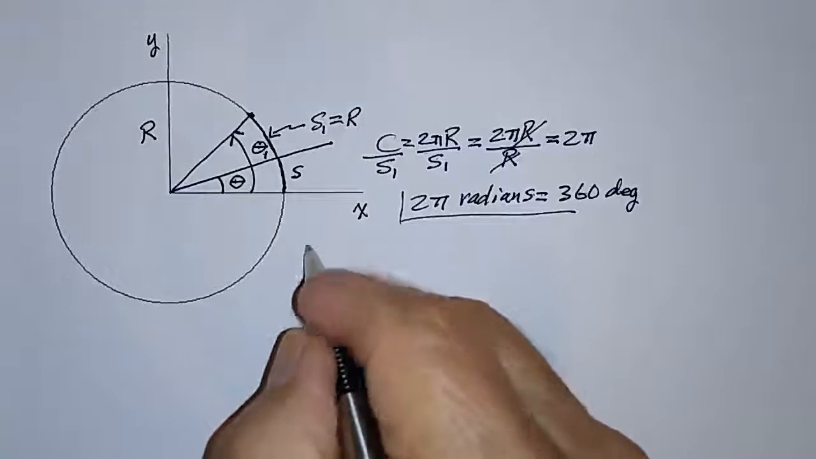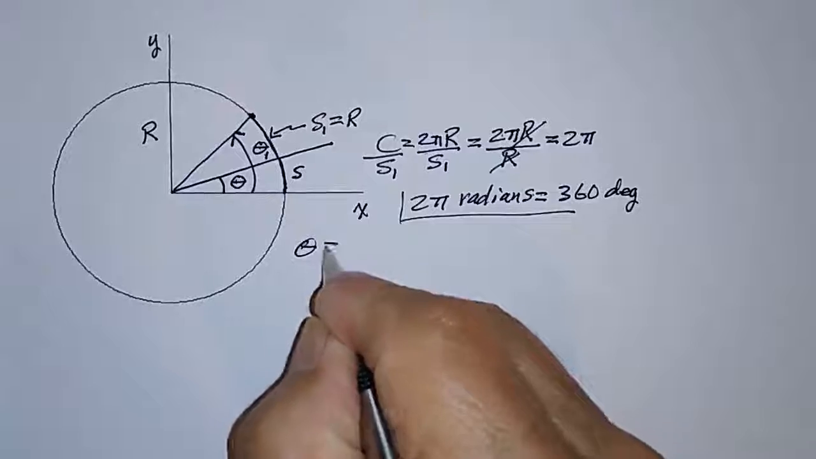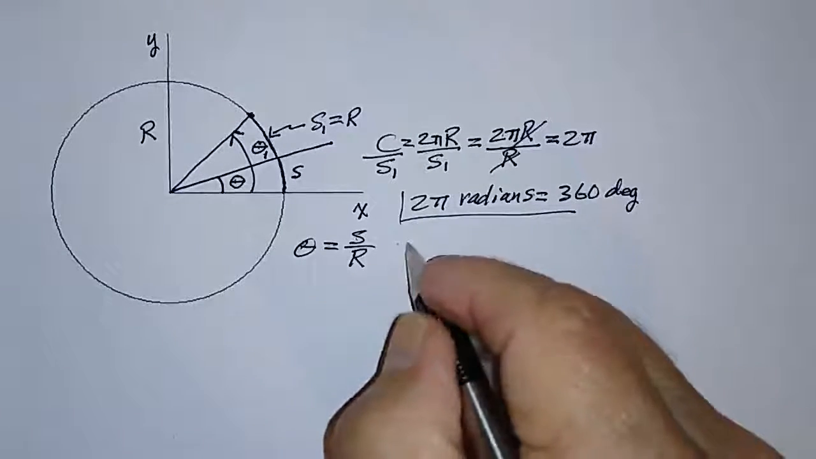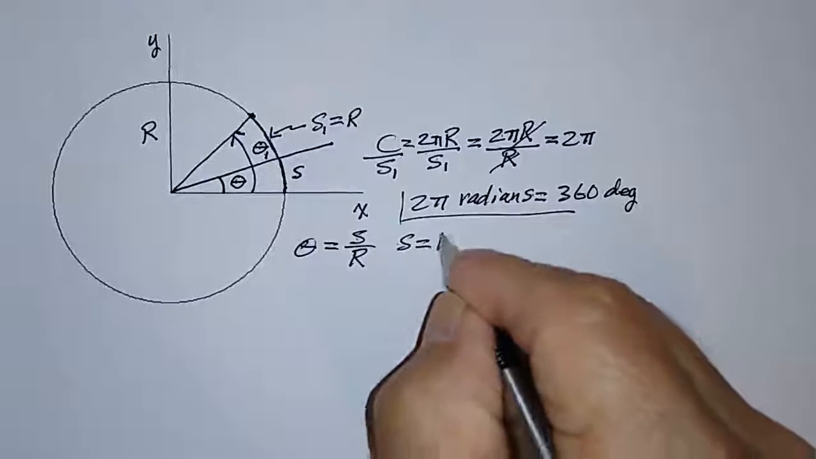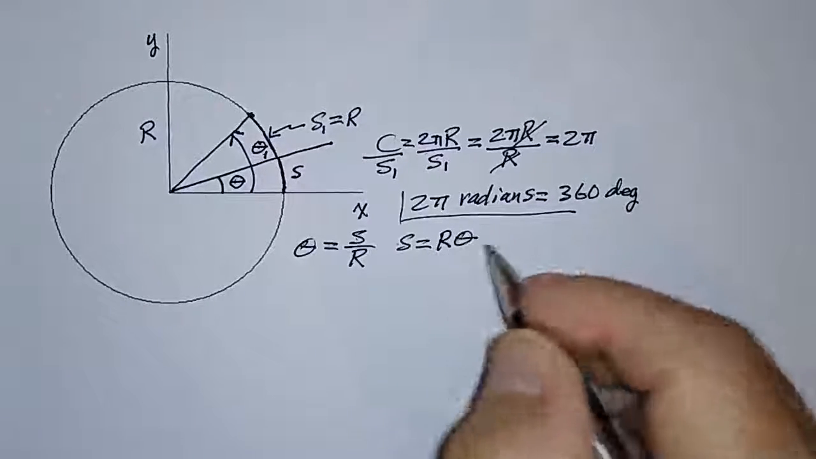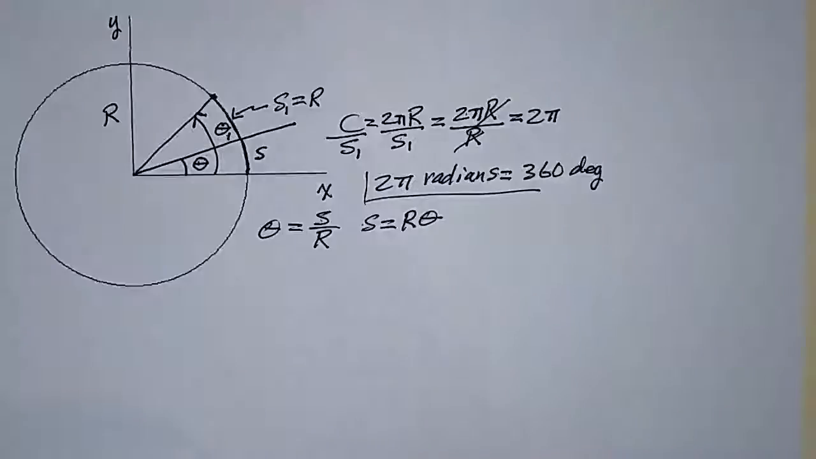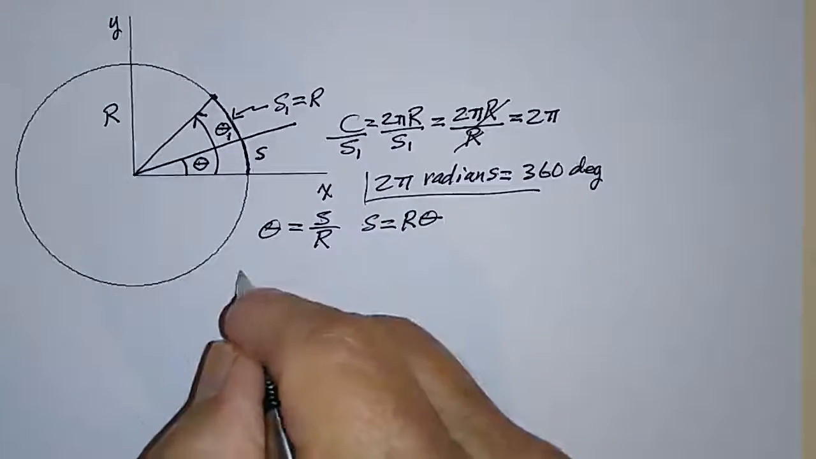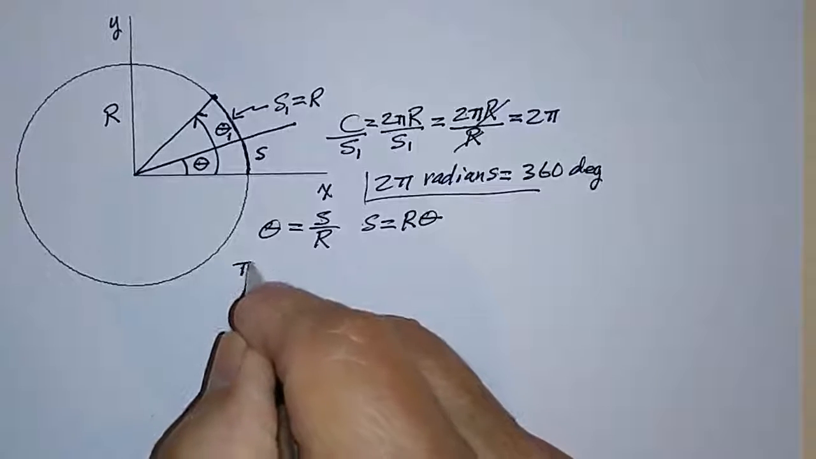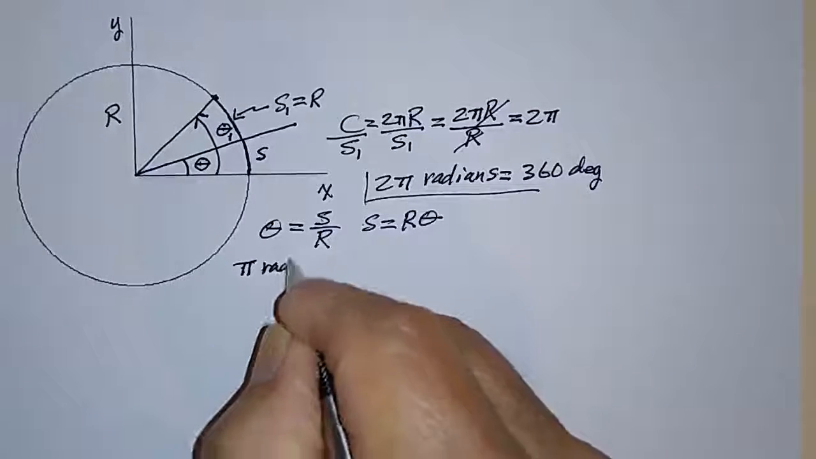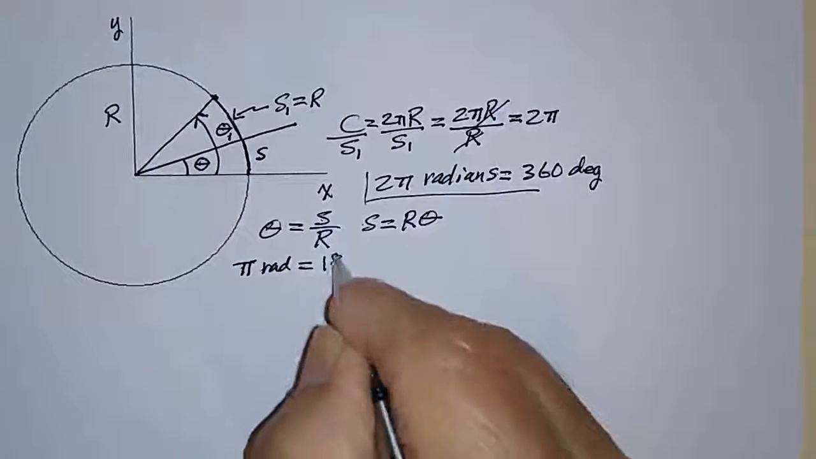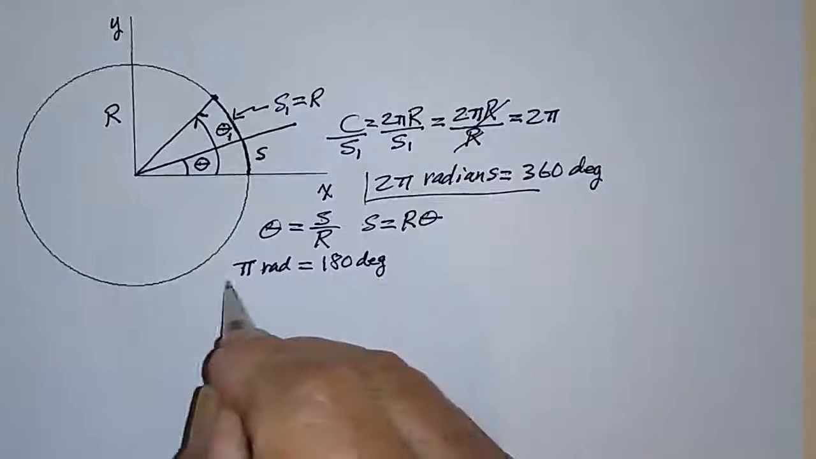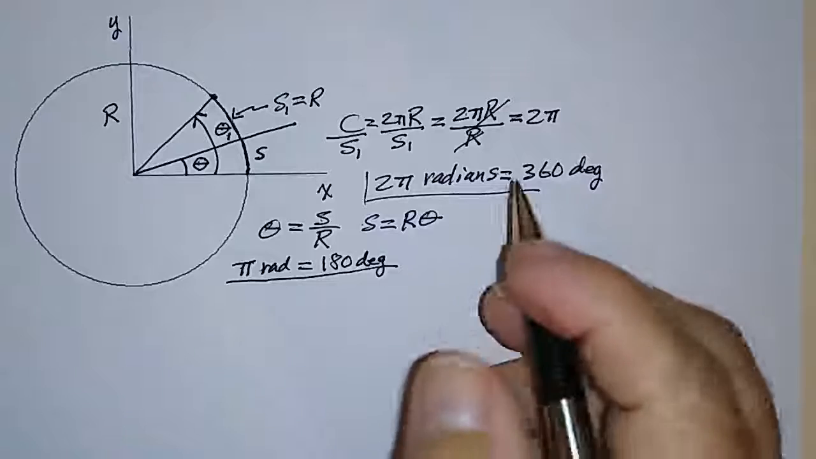And the fact that we're measuring theta as the ratio of S over r, we also have that S is equal to r times theta. Also notice that our conversion factor up here can be written as pi radians. Pi radians is equal to 180 degrees. And that one's the one that's a little more convenient.